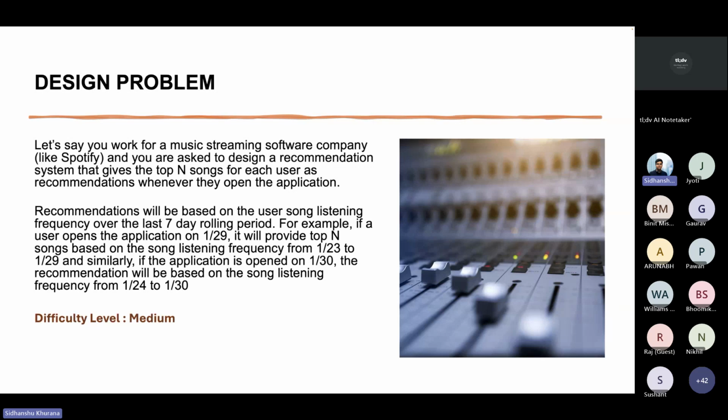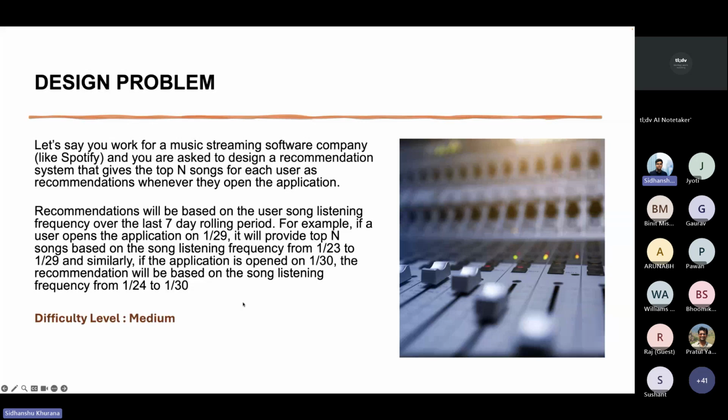Recommendations will be based on the user song listening frequency over the last 7-day rolling period. For example, if a user opens their application on 29th of January, which is 1/29, it will provide top N songs based upon the song listening frequency from 1/23 to 1/29, which means that while loading the recommendations, the data points around song listening from 1/23 to 1/29 will be considered. Similarly, if they open their application on 1/30, which is 30th of January, the recommendation will be based on the song listening frequency from 1/24 to 1/30. So as you can see, if we have moved by 1 day, we'll not consider the data which is beyond the 7 days trailing window.